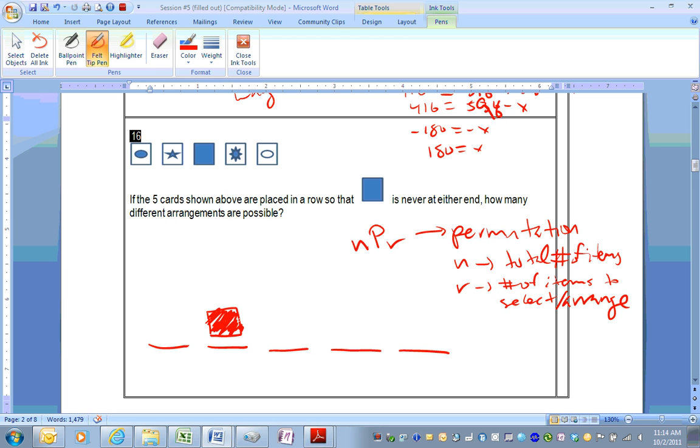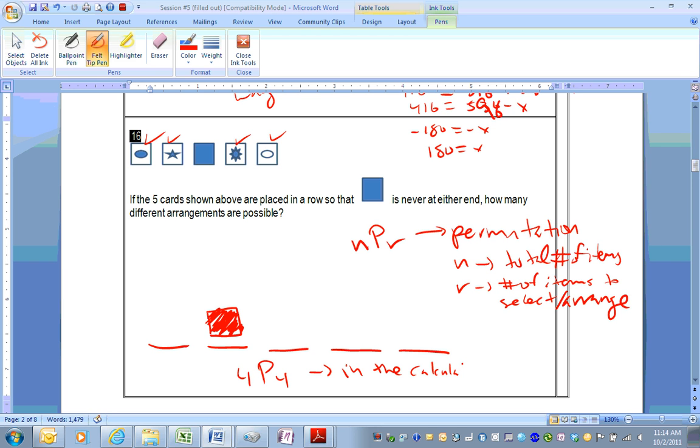Now, you have 4 more slots open, right? And you have 4 cards left. 1, 2, 3, 4. You're going to use all 4 of those cards, right? So there's 4 cards left, and you want to arrange all 4 of them. You're not just going to pick 2 and arrange them. You're going to pick all 4 of them. So for this situation, you do 4P4.